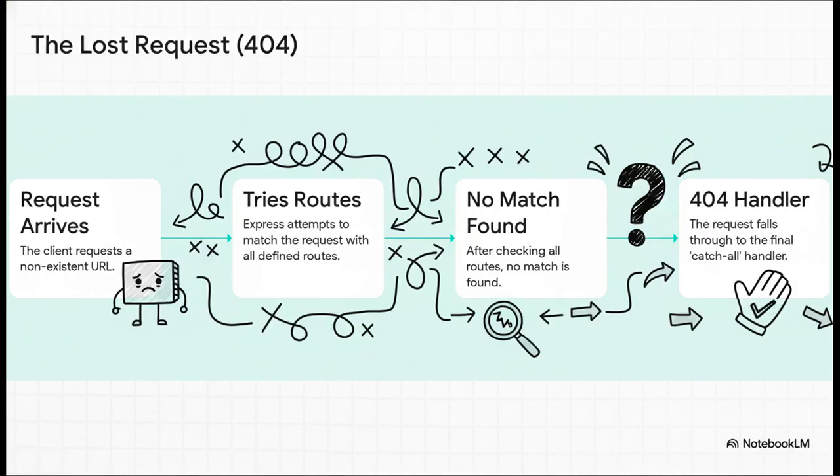So what happens when a user tries to hit a URL that just doesn't exist? Well, what Express does is it goes down the list of all the routes you set up, one by one, trying to find a match. And if it gets to the very end and finds nothing, the request literally falls through all of your routes and lands in a special handler that we're going to place at the very bottom.